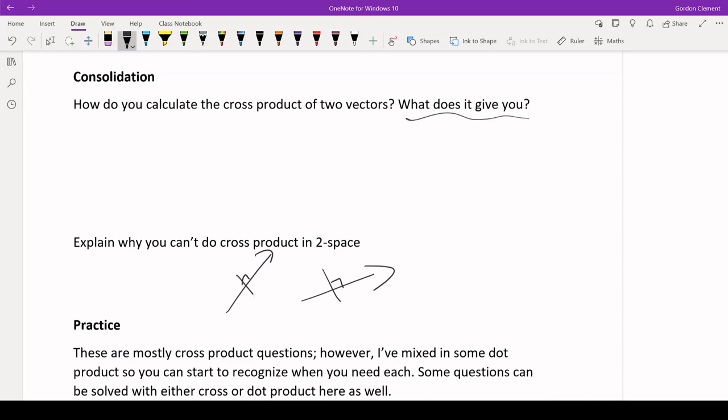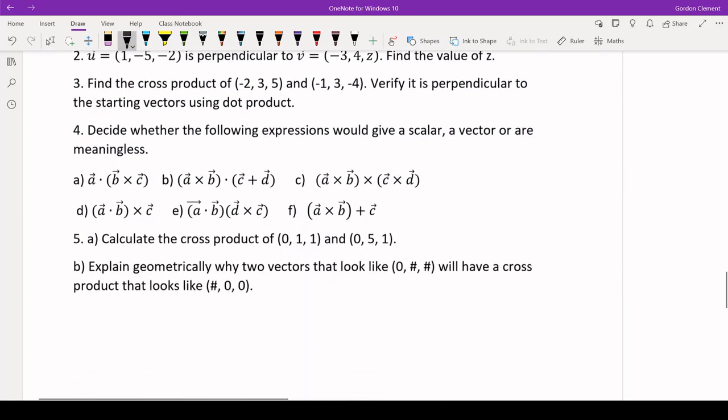So there's no one vector that's definitely going to be perpendicular to both unless you're allowed to stick out of the page in the third dimension. So that's why you can't do that in 2-space. And then the practice we'll handle in class.